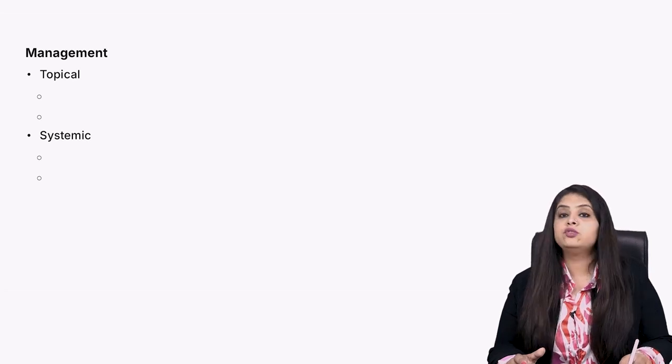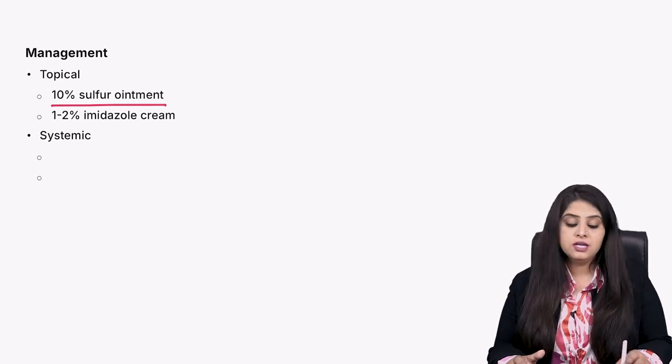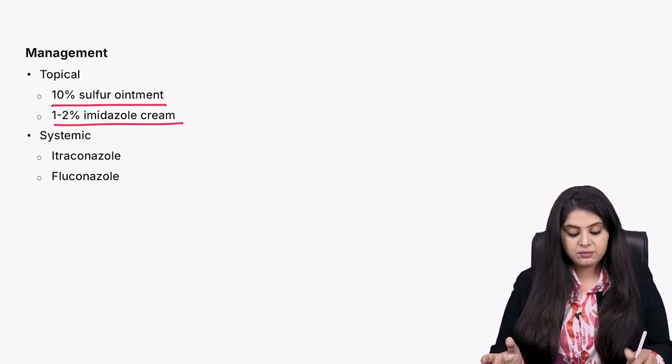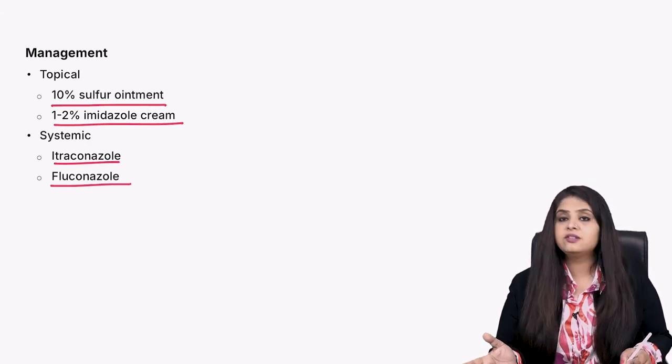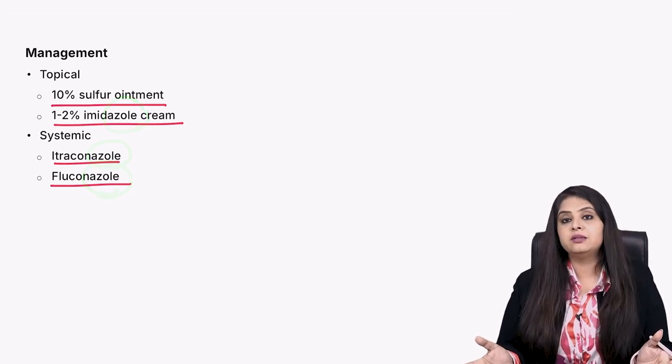If it's an initial case, you can go in with topical therapy, and that would include a 10% sulfur ointment along with an imidazole cream. If it is a severe case and you want an oral administration, you can go in for the azoles, that is itraconazole or fluconazole. Another easier way of learning it, it's an azole cream and an azole drug that you're going to make the patient eat.